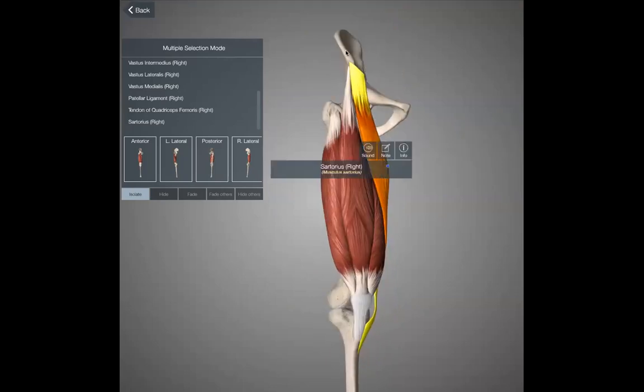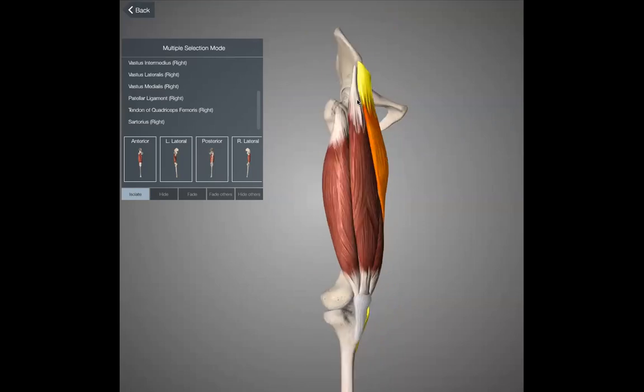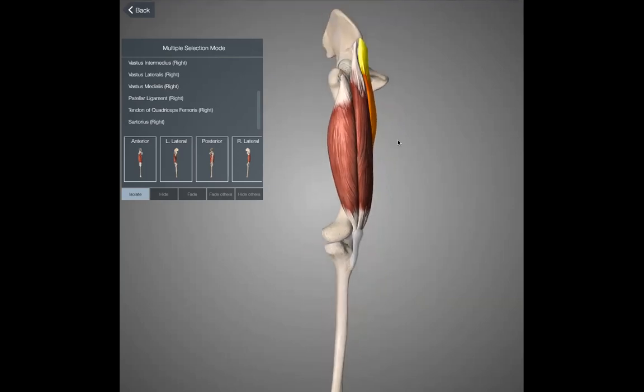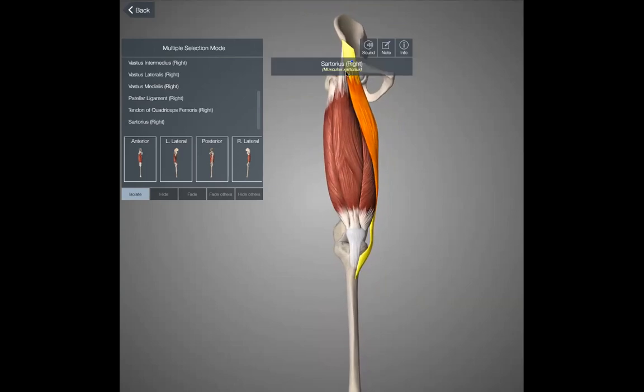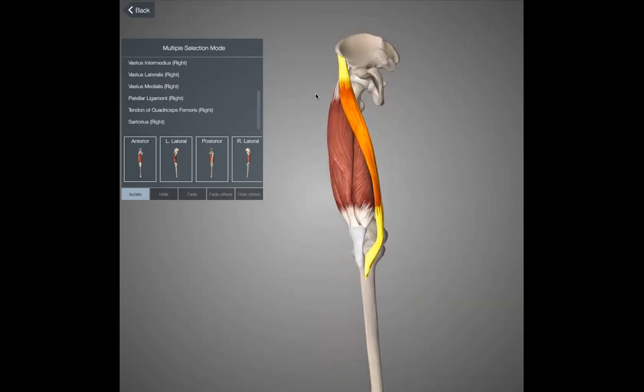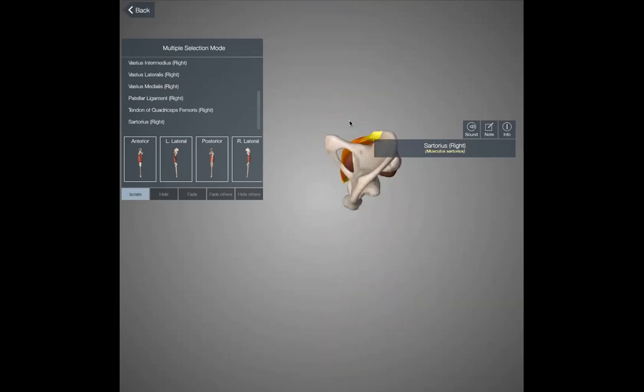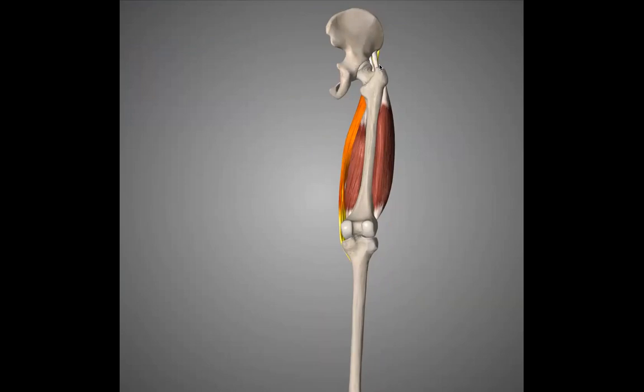The actions: of course, if it's attached to the ilium, it will do something to the hip joint. At the hip joint, it's a flexor, an abductor, and a lateral rotator. At the knee joint, it is a flexor. Because the sartorius is a really long muscle, we are talking about its actions in relation to the hip joint and the knee joint.